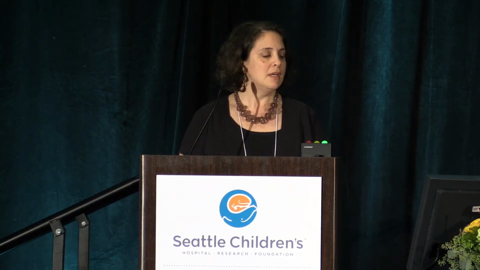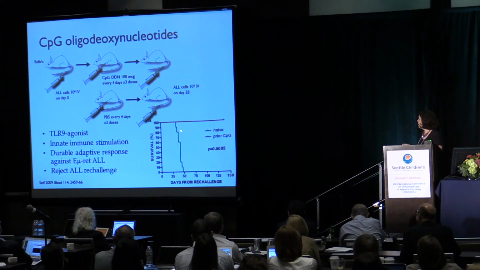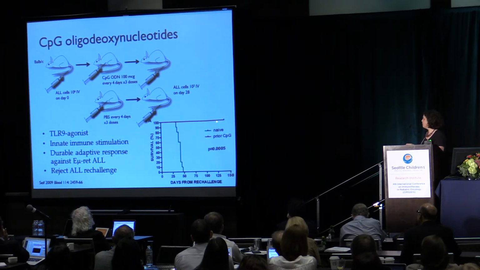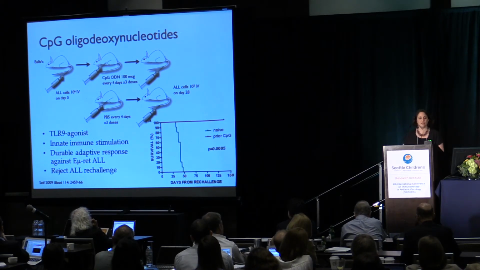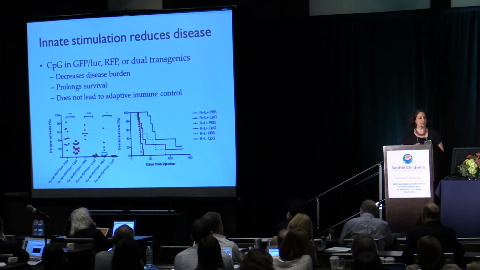We had given, several years ago, a TLR9 agonist, so innate immune stimulation, to induce an immune response against syngeneic non-GFP luciferase-bearing ALL, and we found that not only did mice who were treated with CPG clear an initial adoptive transfer of leukemia, they were also able to reject a re-challenge. And you can see here that naive mice all die of leukemia, whereas mice who had previously experienced CPG had an adaptive immune response. So we were hopeful that we might be able to overcome some of the tolerance issues we had by doing innate immune stimulation.